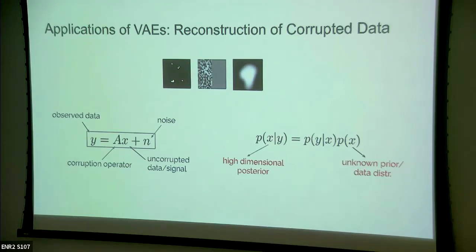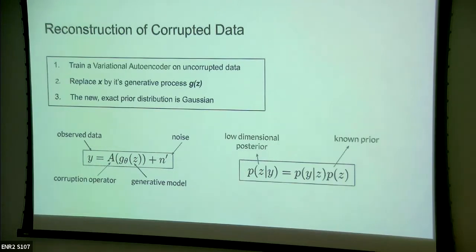Now what we can do with VAEs, if we have access to uncorrupted data, is the easiest way to do it. Of course, there are ways to do it if you don't have access to it, but let's say we have access through maybe a data set where the exposure was longer, so the noise is lower. We can train a variational autoencoder on it. And then in this forward model, we can replace the uncorrupted data with its generative process. So we can technically bring this problem into a lower dimensional space, the latent space Z. Instead of working in hundreds or thousands of dimensions, we are now working in tens of dimensions, typically.